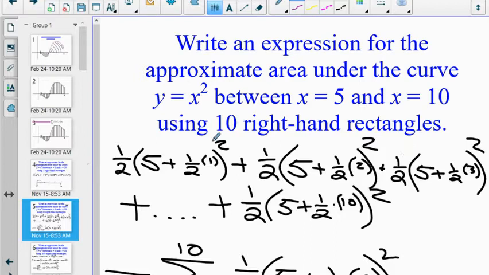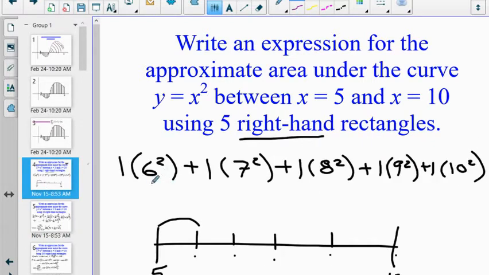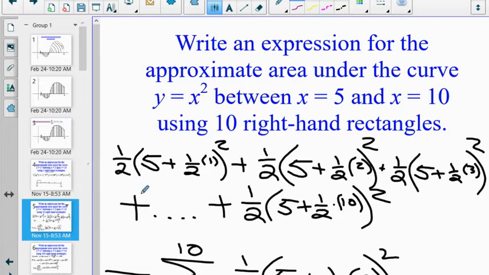And now the way I've got this written down, instead of writing 5.5, 6, 6.5, 7, 7.5, etc., since I've got 10 of them, I don't want to write out the whole thing. So I'm establishing a pattern. For this one, I didn't start at 5. I started 1 unit to the right of 5 and then moved up steps of 1. When I have 10 right-hand rectangles, the first place that I'm evaluating this is at 5.5.